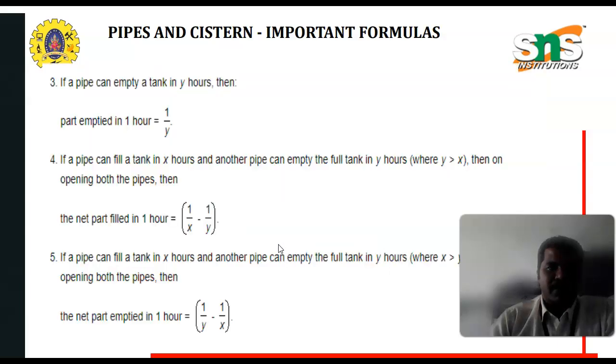Here the important formulas are: if a pipe can empty the tank in y hours, then the part emptied in 1 hour is 1 by y. If one pipe can fill the tank in X hours and another pipe can empty the full tank in Y hours, where Y is greater than X, then on opening both the pipes, the net part filled in 1 hour is 1 by X minus 1 by Y. If the pipe can fill the tank in X hours and another pipe can empty the full tank in Y hours, where X is greater than Y, then on opening both the pipes, the net part emptied in 1 hour is 1 by Y minus 1 by X.